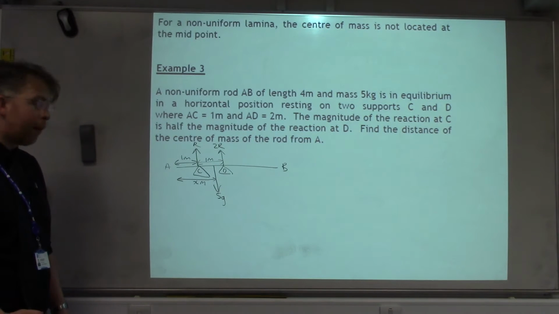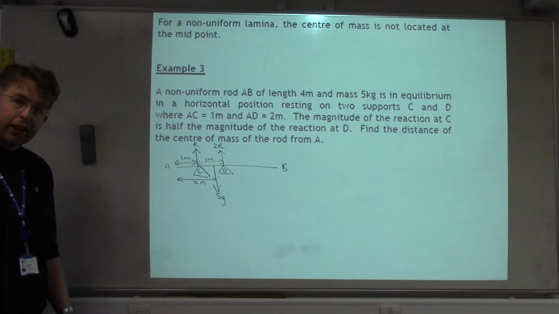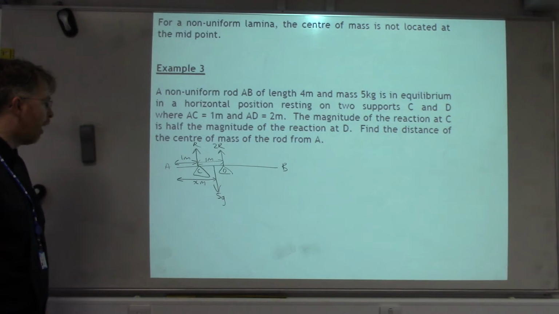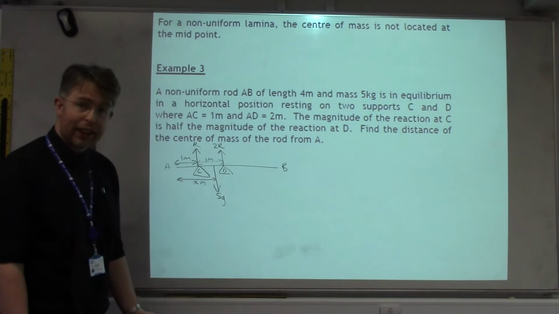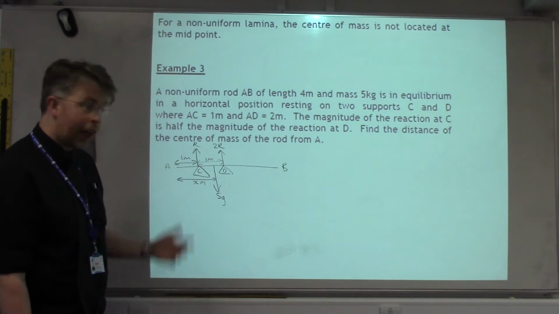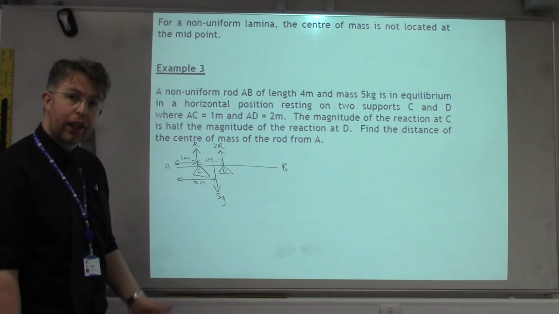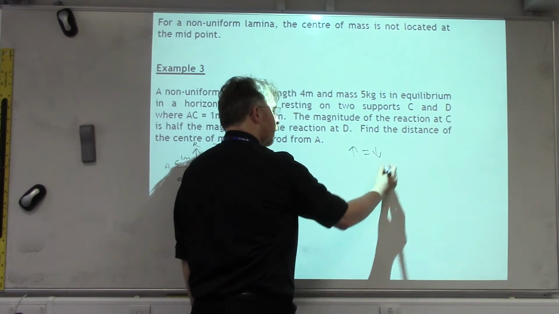Now, if we take moments around any point at this stage, we'll have 2 unknowns, the r and the x. So ideally, we would like to find the r before we find the x. Now, we can still use up equals down first in this case, because up equals down will not have the distance in it, just the forces. And there's only one unknown variable for the forces.